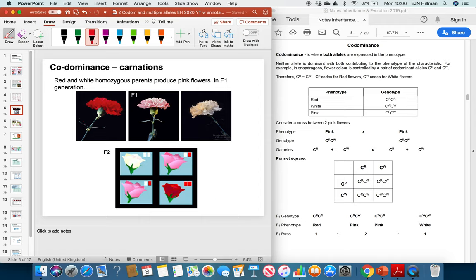Okay. Likewise, in carnations, red and white homozygous parents produce pink flowers in the F1 generation. So again, it might be expected that with the carnations as well, we'd use the same letters to represent the alleles, like so, and then we get that one white, two pink, one red, or 25% white, 50% for pink, 25% for red.